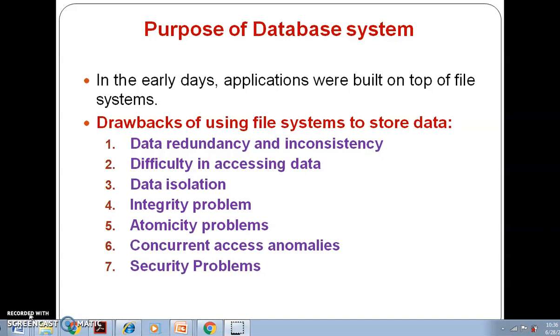Let's move on to see the topic on purpose of database system. Let's see the drawbacks of using file system to store the data. Data redundancy and data inconsistency is the first drawback. Second one is difficulty in accessing the data, data isolation, integrity problem, atomicity problems, concurrent access anomalies, and security problems.